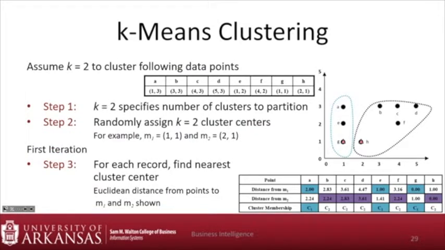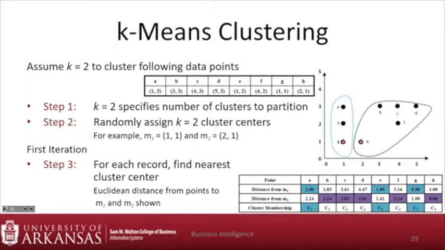Step 3 says for each record, I'm going to find the nearest cluster centroid. So that means that for all 8 of these, I have to find the distance between that triangle and each point. So I do that. G is right on my triangle, so there's a 0. And then I also find, for each of these 8 points, the distance from that triangle. This is the idea.